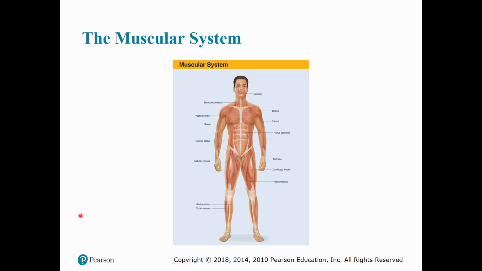This is a diagram of your actual musculature. I would look over it and have an idea of what some of these are, such as where your triceps and your deltoid and your biceps are, your pectoralis major, which makes up your chest, your rectus abdominis, and your external oblique.